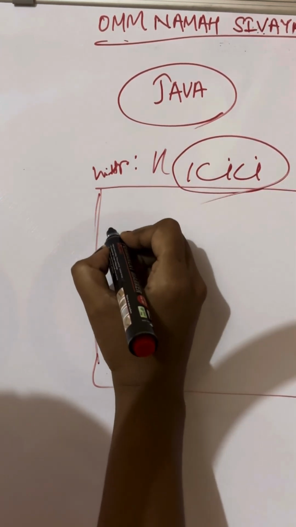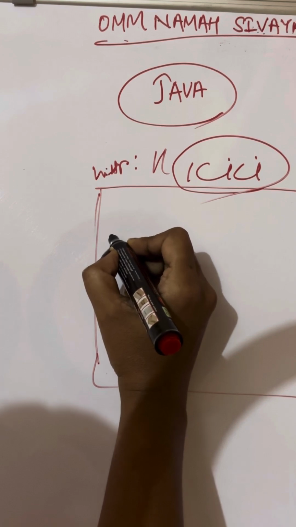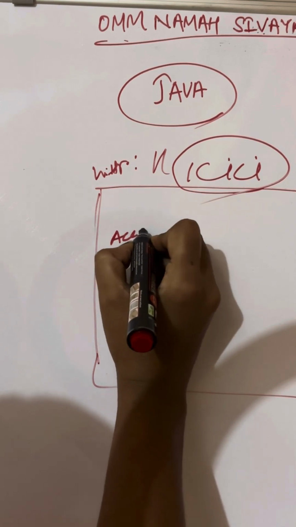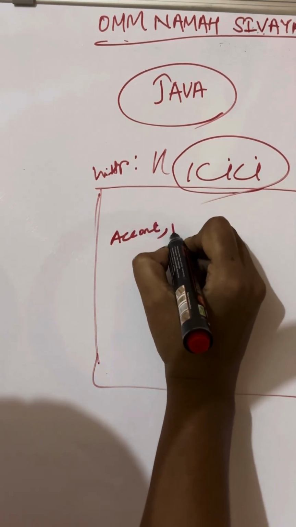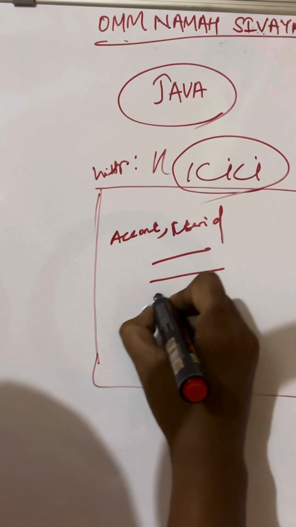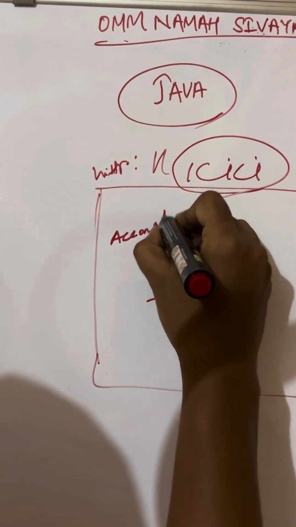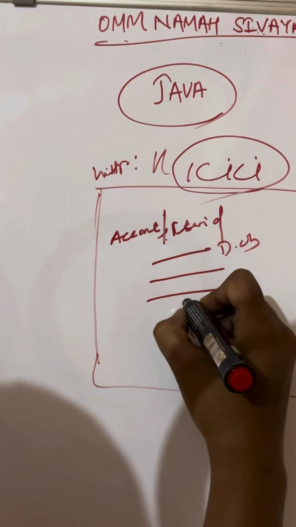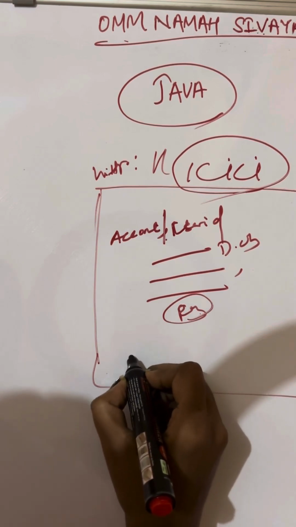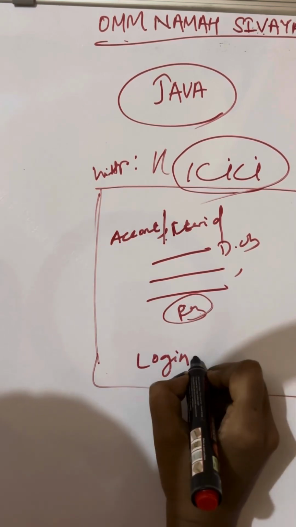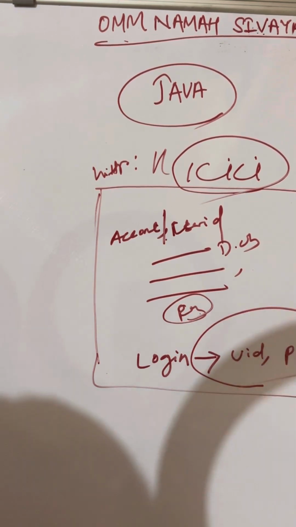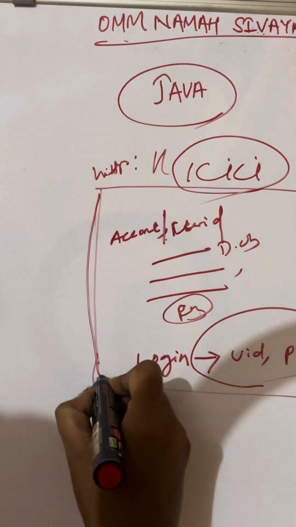icici.com. While I am trying to register my account on this website, at that time I am providing my account number, or if you have a user ID, we have to provide the information details: user ID, account number, date of birth. Then we do the final registration. After registration, we try to log in. In login, what do you use? User ID and password.